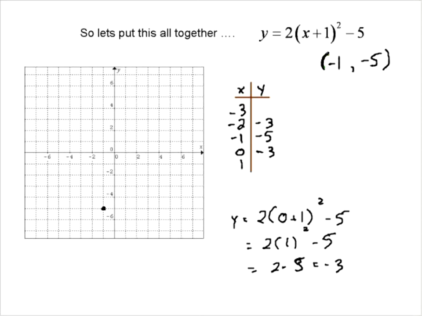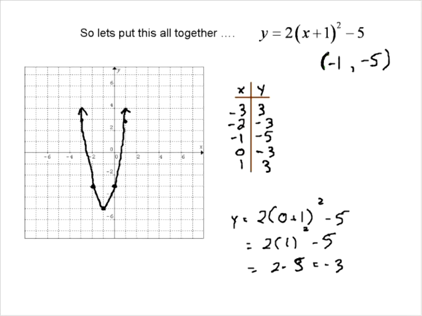So let's do 1. And 1 I'm going to do with some mental math here. 1 plus 1 is 2. Square that's 4. Times 2 is 8. Minus 5 is 3. So I have my points. So I'm just going to go -2, -3, and 0, -3, and 1 and 3, which is way up here, and -3 and 3, and there we go. Just like so. So there's our parabola.